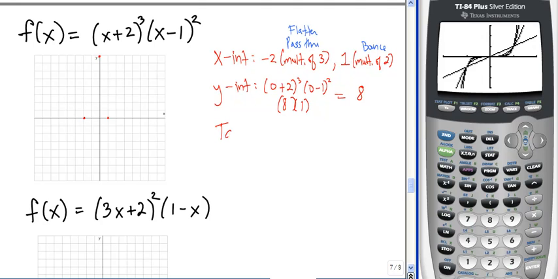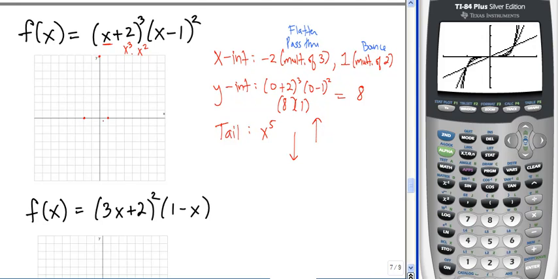Alright, now let's look at our tail behavior. First, we need to figure out what our leading term or our dominant term would be, and that's going to be this x quantity cubed times this x quantity squared, and an x to the third times an x to the second. Remember, you add powers when you're multiplying the bases, so this would be an x to the fifth. Since it's an odd power with a positive coefficient, it's going to start low and end high.